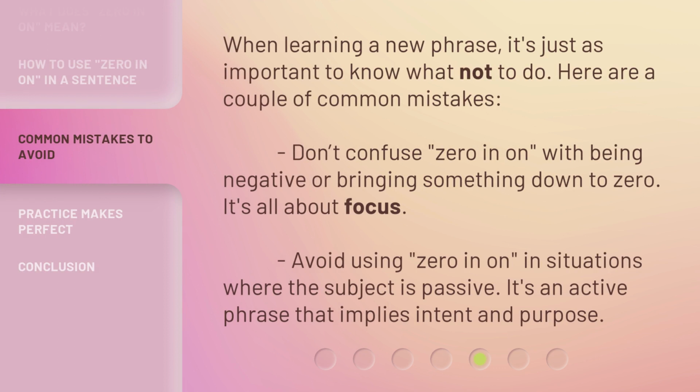When learning a new phrase, it's just as important to know what not to do. Here are a couple of common mistakes. Don't confuse zero in on with being negative or bringing something down to zero. It's all about focus. Avoid using zero in on in situations where the subject is passive. It's an active phrase that implies intent and purpose.